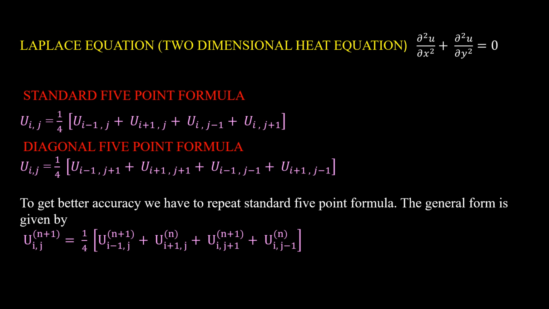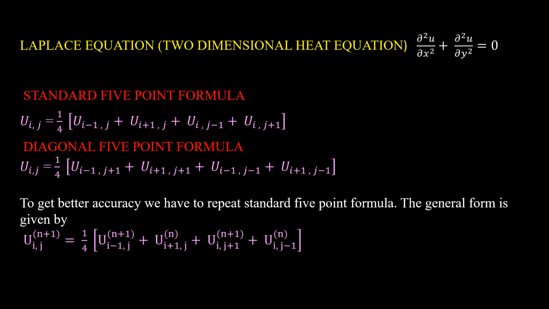The standard 5-point formula is given by u_ij equal to 1 by 4 of u_i-1,j plus u_i+1,j plus u_i,j-1 plus u_i,j+1. And the diagonal 5-point formula is u_ij equal to 1 by 4 of u_i-1,j+1 plus u_i+1,j+1 plus u_i-1,j-1 plus u_i+1,j-1. Preferably, we are going to use the standard 5-point formula. Whenever it is not possible to find the value using the standard 5-point formula, then we use the diagonal 5-point formula.